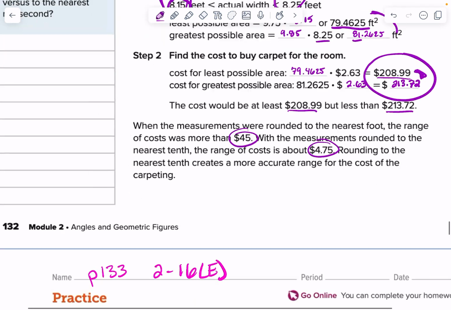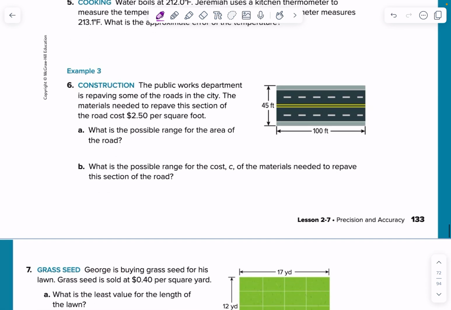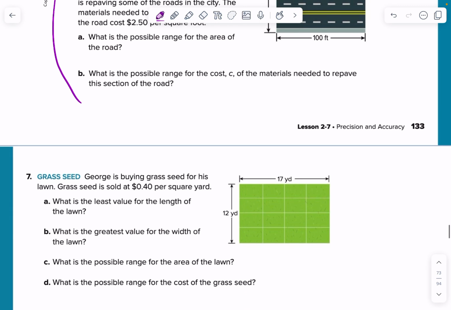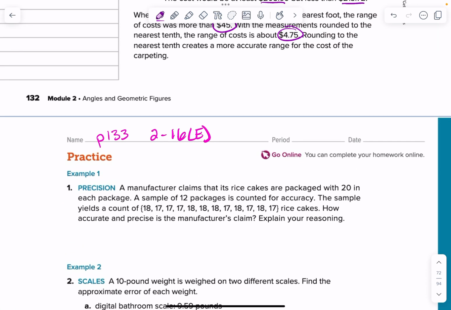All right, that last example was a bit long, but hopefully that gives you an idea, especially since it is almost the same as problem 6. So look at example 3 when you're doing problem number 6, all right, and try to go through those. Problems 2 through 16 evens, use the rest of the time in class to finish those.